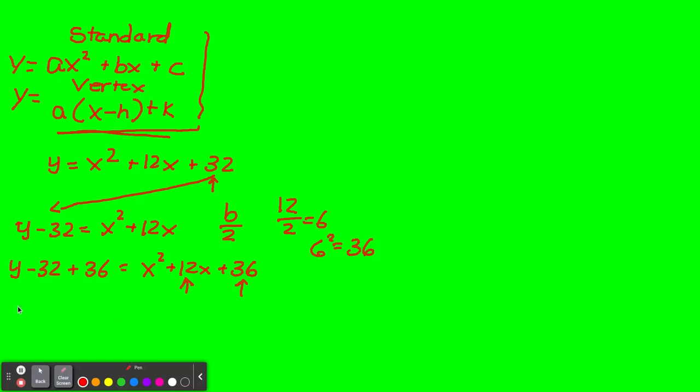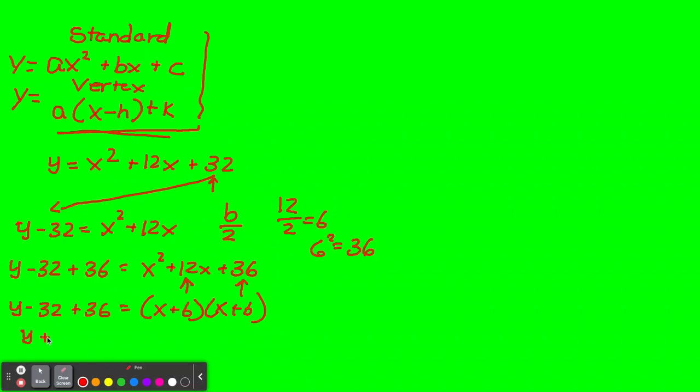So we're going to use 6, and we're going to make two binomials. So let's do y minus 32 plus 36. It's going to equal x plus 6, x plus 6. And again, from here, you should know how to FOIL. Look at videos if you don't know how to FOIL and how to factor. So let's clean this up.